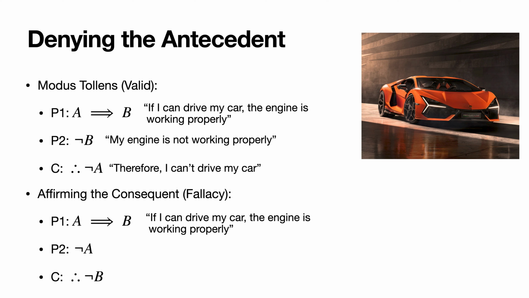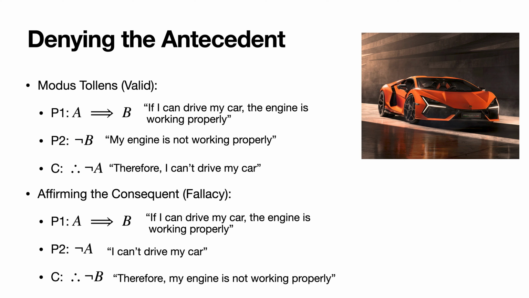And it would be like saying this. Look, if I can drive my car, then the engine is working properly. I can't drive my car, and therefore my engine is not working properly. And we can ask, does our conclusion follow from premise 1 and premise 2? And obviously in this example, this is not the case. I can't conclude that just because I can't drive my car, the engine is broken. It may be the case that my engine is working fine, but I can't drive my car for some other reason. You know, perhaps the tires are missing or someone stole it, right? If someone stole it, obviously the engine was working just for them to take it.